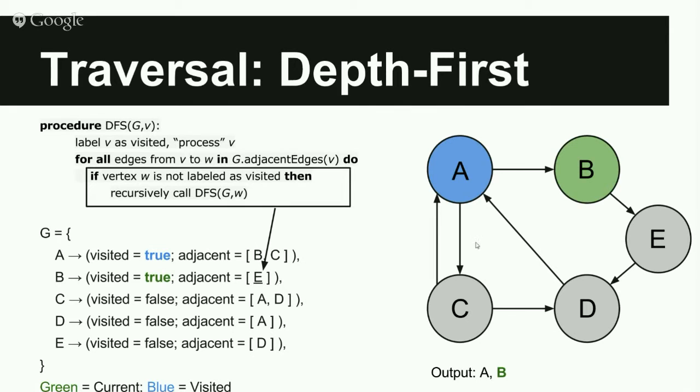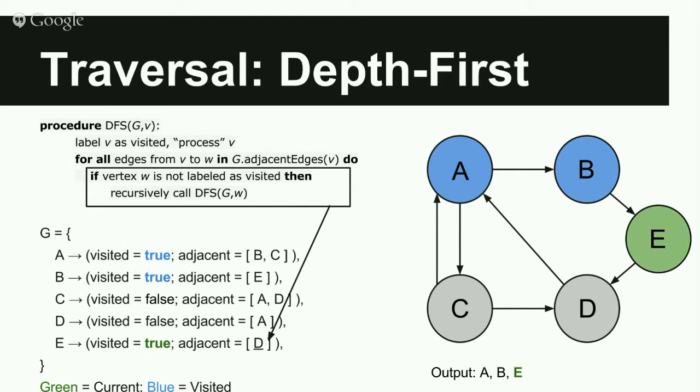Next slide. So we can see that A went from green to blue. We said, okay, we visited that. We're now on to B. So we label B as visited. B is now visited equals true in green. We process B by adding it to our output. Then for all the adjacent nodes to B, if it's not labeled as visited, we recursively call depth first search again. So what are the adjacent nodes to B? From this arrow, we see that E is the next adjacent node to B. E also has not been visited, so we go into depth first search again with E as the current node.